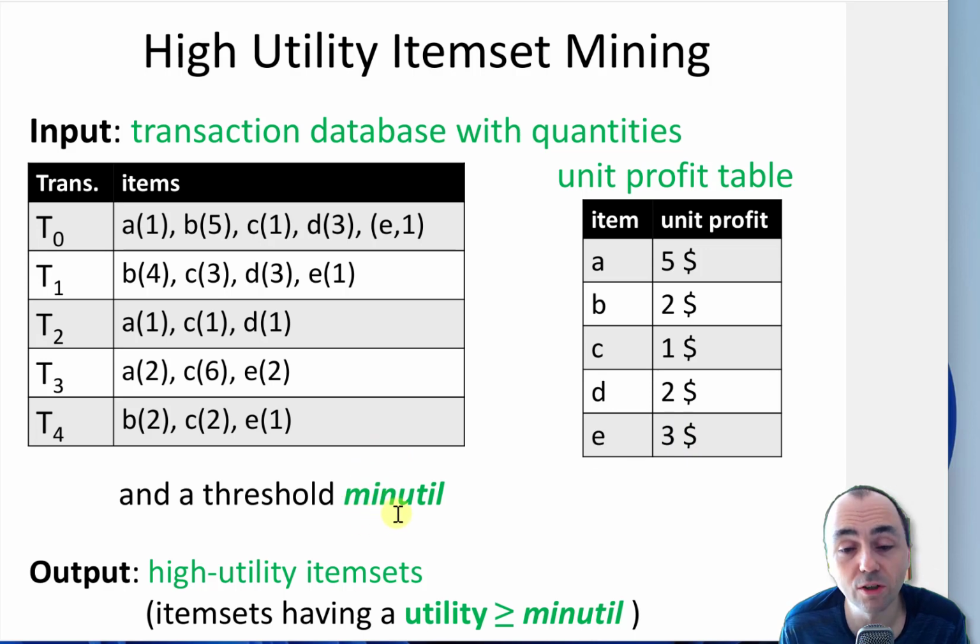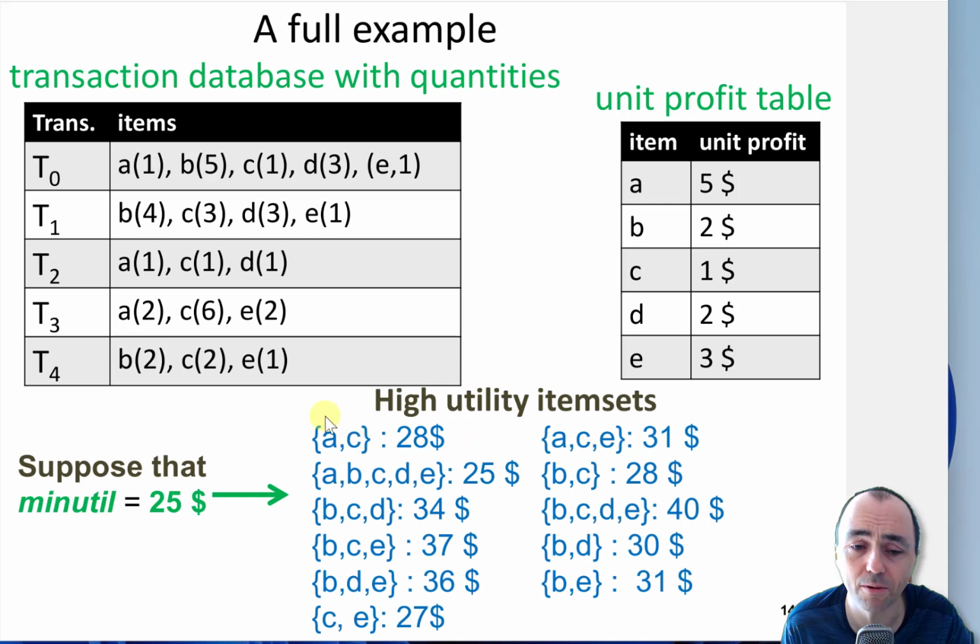Now the user needs to set a minimum utility threshold, a parameter, and the goal is to find all the high utility itemsets, the sets of items or products that have a utility, a profit, that is greater or equal to that minimum. Okay, so let me show you this with an example.